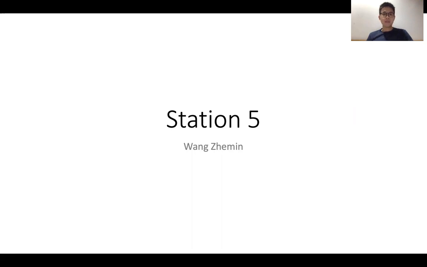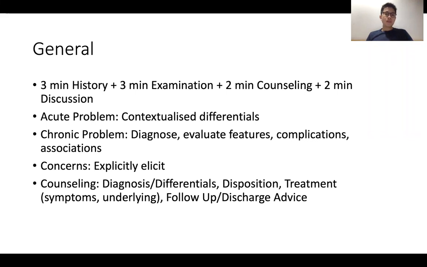So let's dive in. This is the general time breakdown for the Station 5 task. It's a total of 10 minutes, not counting the preparation time. It's recommended you spend about 3 minutes on history and examination, and another 2 minutes each on counseling and discussion. Of course, sometimes this will have to be tweaked based on the circumstance and how you're faring in the case.